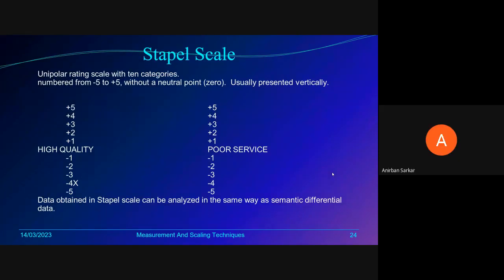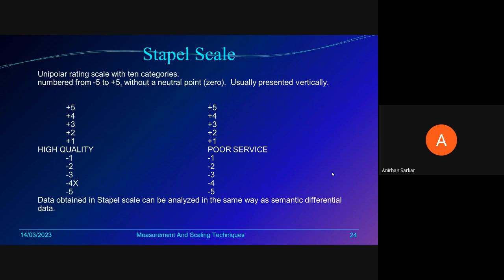Now come to the staple scale. Here, you can see that the scale is presented vertically for measuring attitudes and consists of a single adjective in the middle of an even numbered range of values. You see here, +5 to -5 without a neutral point. Here, see, there is no 0. There is no neutral point here. So, the staple scale is a unipolar rating scale with 10 categories ranging from -5 to +5 without a neutral point or 0.